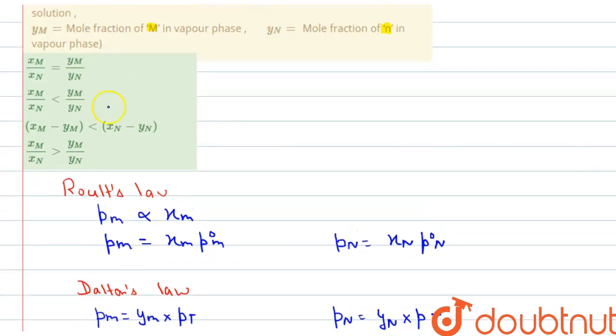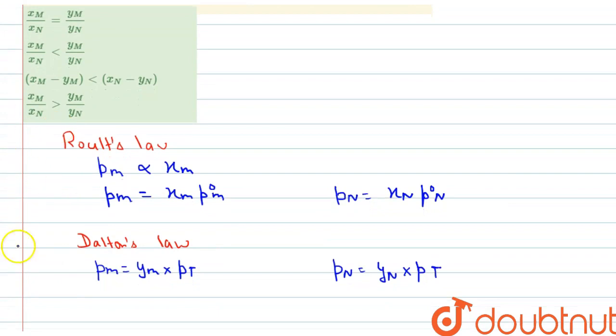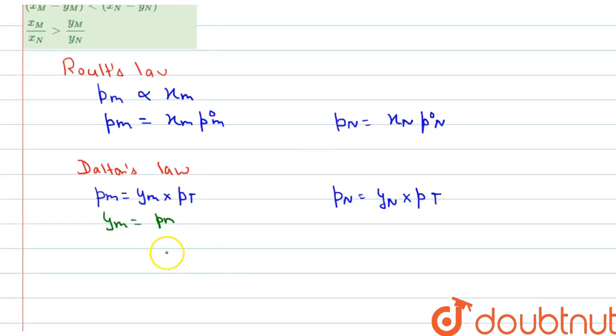Now we have to find the relation between xm by xn and ym by yn. So how can we find it out? From here we know that ym will be equal to pm divided by p total. Similarly, the mole fraction of N in vapor phase will be equal to Pn, the partial pressure of N, divided by the total pressure, right? We got the values of Ym and Yn here.